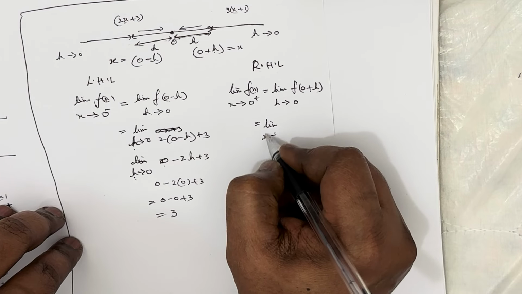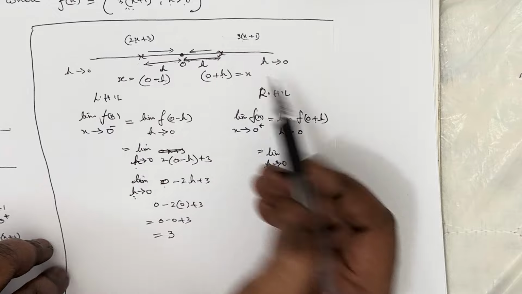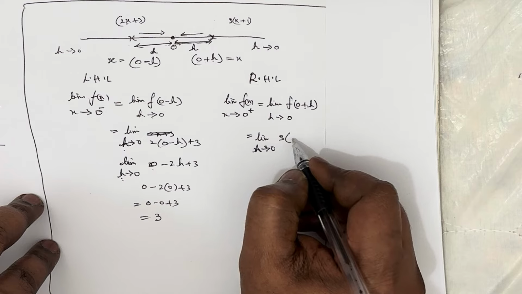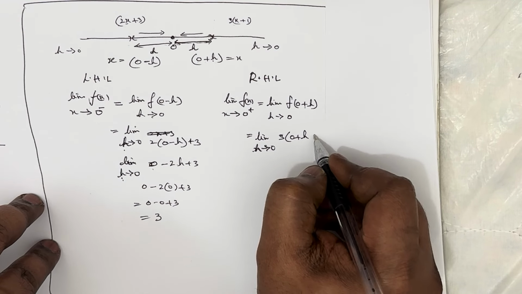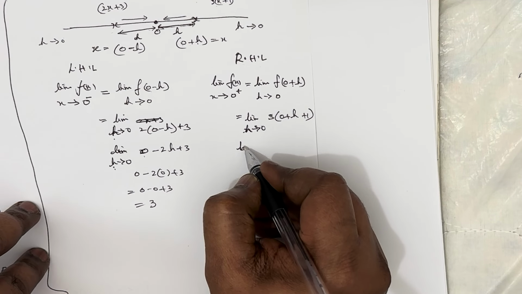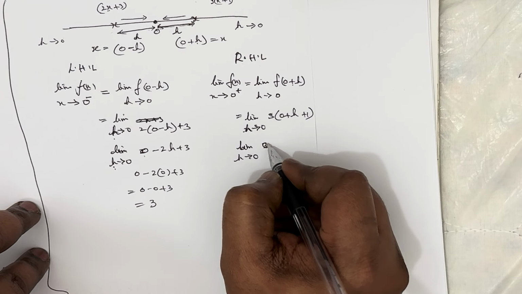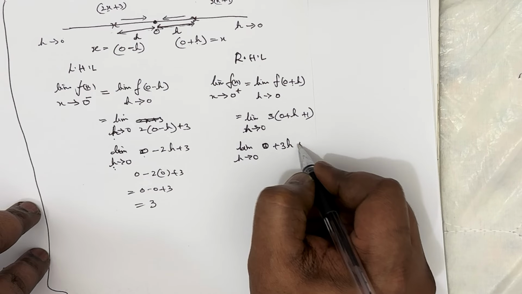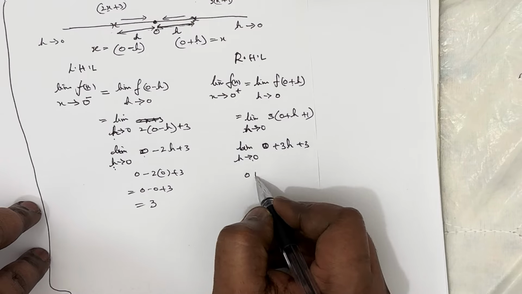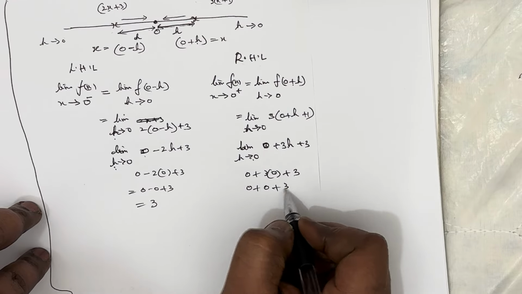Which is equal to limit h tends to 0. Now here the function is 3x plus 1. Instead of x we put 0 plus h, so we write it as 3 times (0 plus h) plus 1. Now let's multiply 3 inside, so it becomes limit h tends to 0 of 3 multiplied by 0, which is 0, plus 3 into h plus 1. Now when we put the value of h, we get 0 plus 3 into 0 plus 1. 0 plus 3 zeros are 0, plus 1, which is equal to 1.